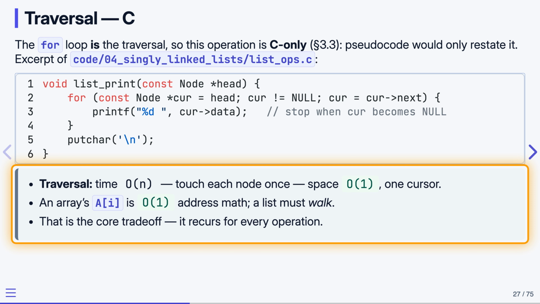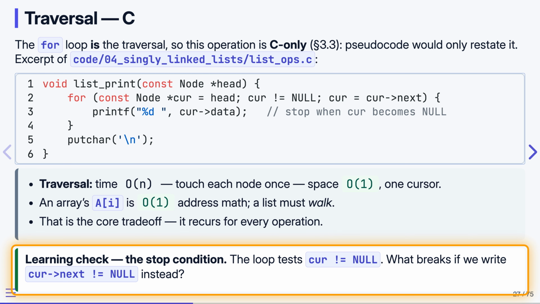Let's look at the cost. Time is big O of n because we touch each node once. Space is big O of 1 because we only keep a single cursor. Compare an array, where A of I jumps straight to any element with simple address math, big O of 1. A list has no such jump. It must walk. That is the core trade-off, and it comes back for every operation.